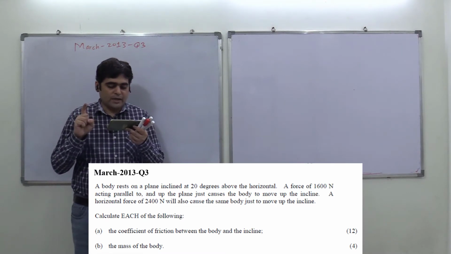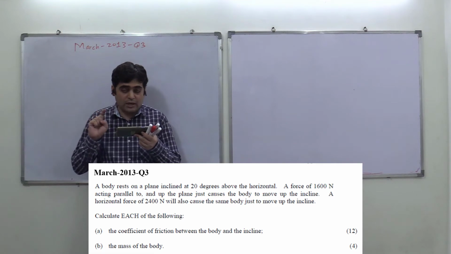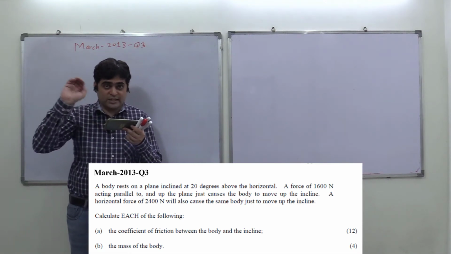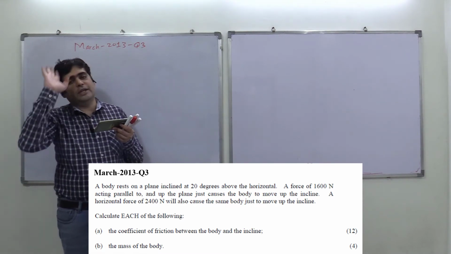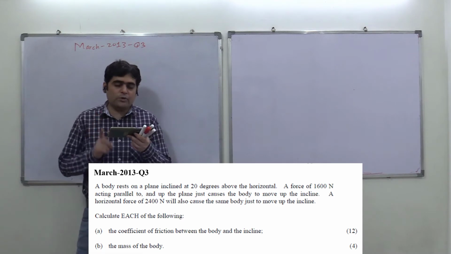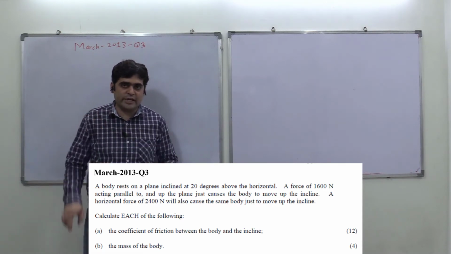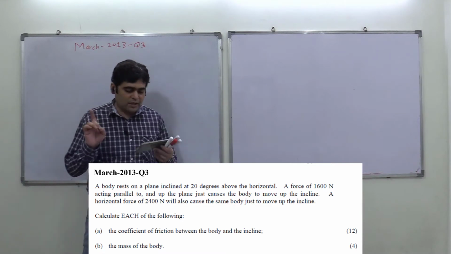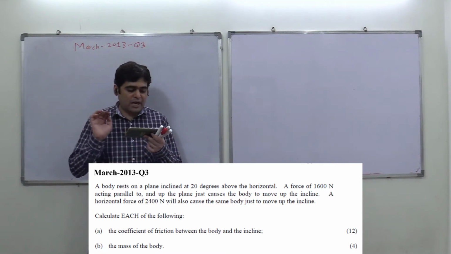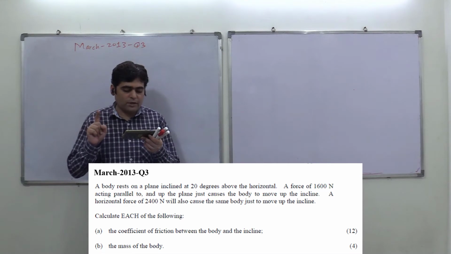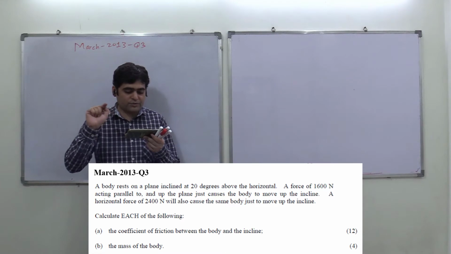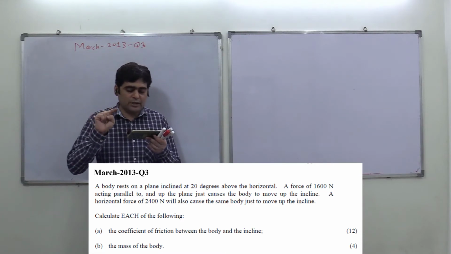1600 Newton acting parallel to and up the plane just causes the body to move up the incline. See the scenario here: we are applying a force of 1600 Newton acting parallel to and up the plane, which just causes the body to move up the incline.